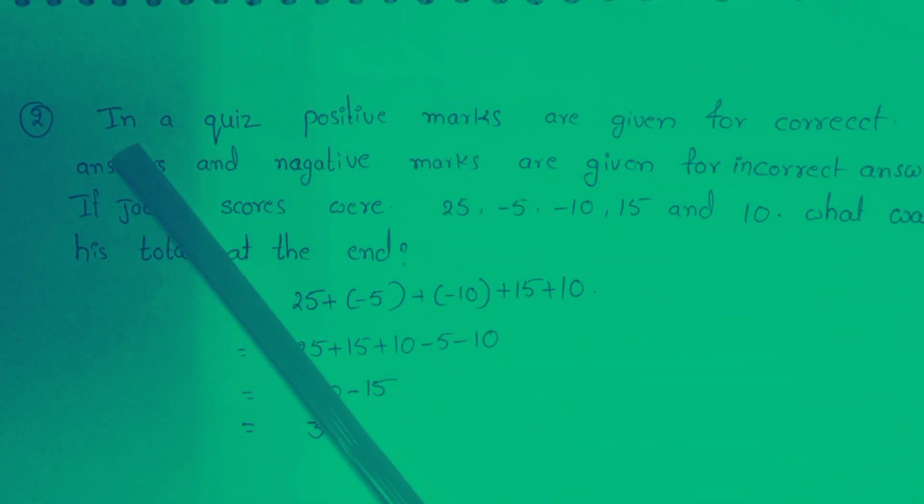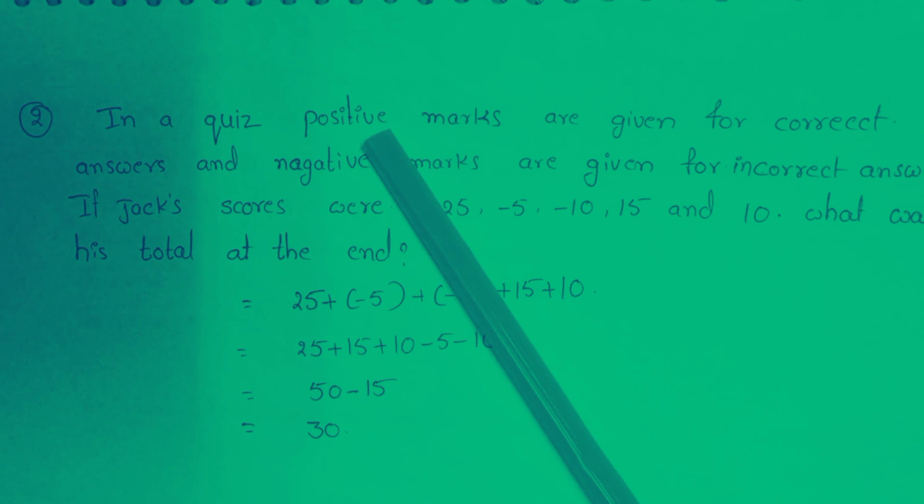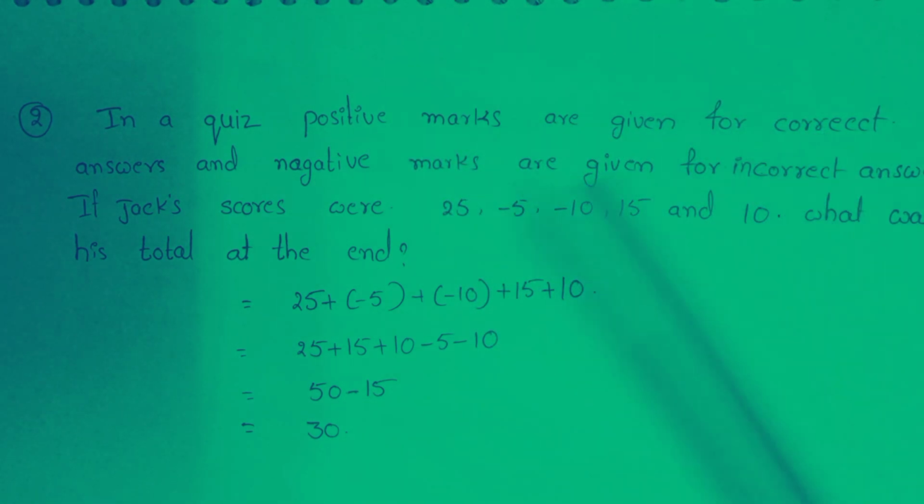Let us go to the second one. In a quiz, positive marks are given for correct answers and negative marks are given for incorrect answers. If Joke's scores were 25, minus 5, minus 10, 15 and 10, what was his total at the end? Here Joke's scores are given. Positive marks are for correct answers. Negative marks are incorrect answers.